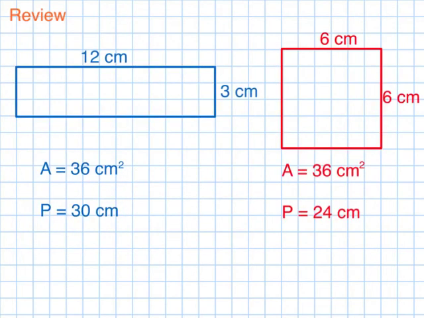So in this lesson, we worked with 2 different rectangles that had the same area. Both of these rectangles have an area of 36 square centimeters. But we found that rectangles with equal areas will have different perimeters. And this is going to be true for all rectangles with equal areas. The longest and skinniest rectangles will always have the greatest perimeter, and the rectangles that are a square or closest to a square will always have the shortest perimeter. So that's the rule for rectangles with equal areas.